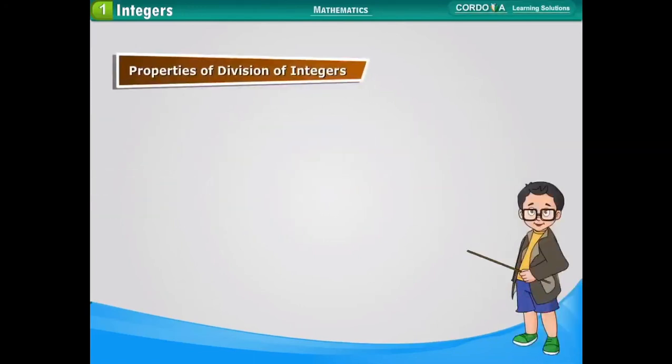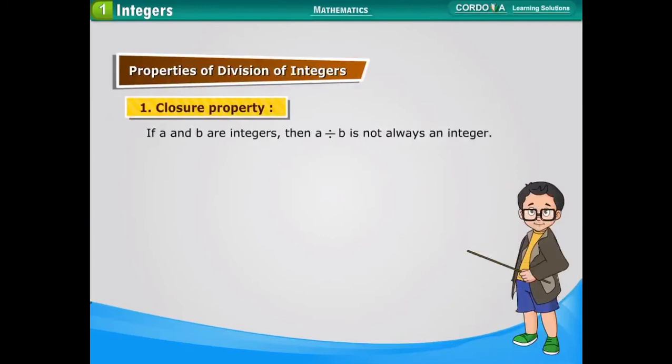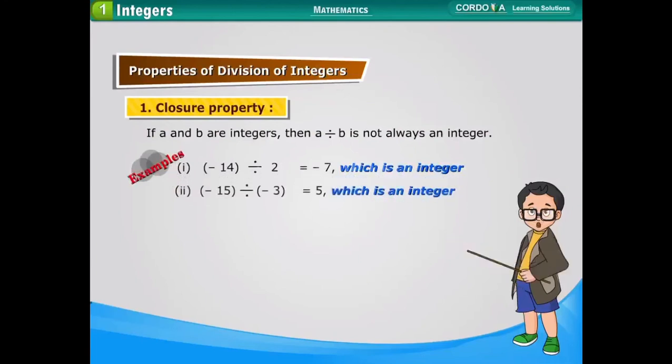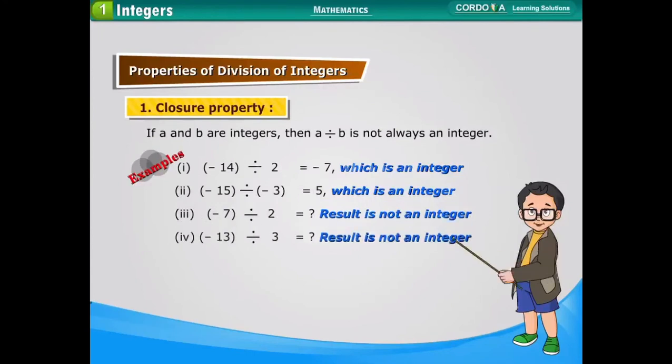Properties of division of integers. Closure property: if a and b are integers, then a divided by b is not always an integer. Examples: -14 divided by 2 is equal to -7, which is an integer. -15 divided by -3 is equal to 5, which is an integer. -7 divided by 2, the result is not an integer. -13 divided by 3, the result is not an integer.